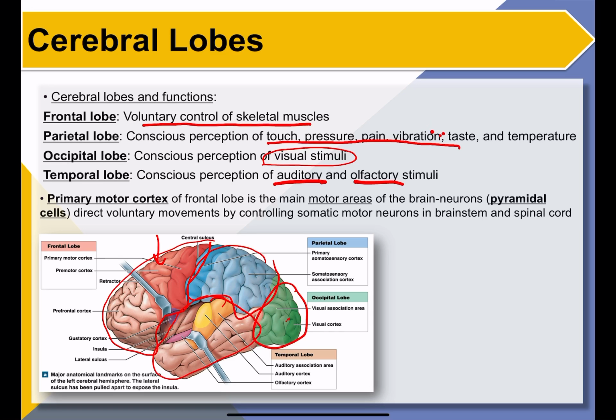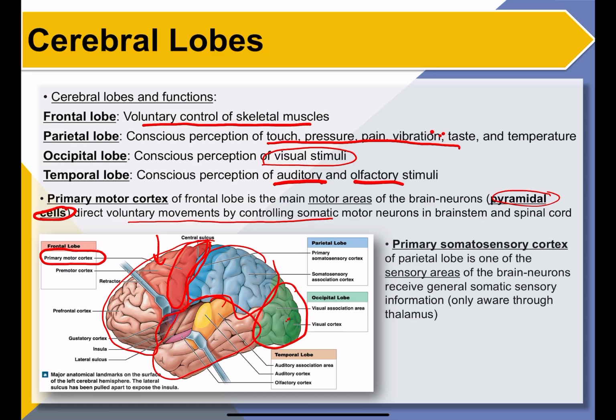And within each cerebral lobe, there are more specific regions called cortexes that perform main tasks. For example, primary motor cortex is this part of the frontal lobe. It controls skeletal muscles, and this particular region of the frontal lobe contains a specific type of neurons called pyramidal cells that can direct voluntary movement by controlling those somatic motor neurons we talked about in the neuromuscular junction from the brainstem and the spinal cord. So that's why you have these particular cortex areas specializing in their main function.